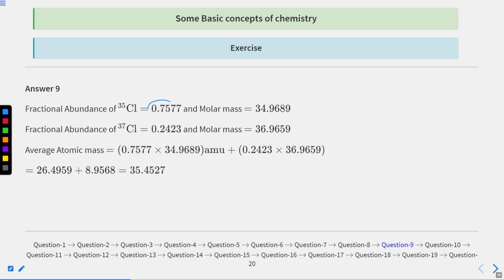So first they have converted the percentages into fractions. Then they have multiplied them with the relative abundance. And finally it gives us 35.4527. That is approximated to 35.45 U.